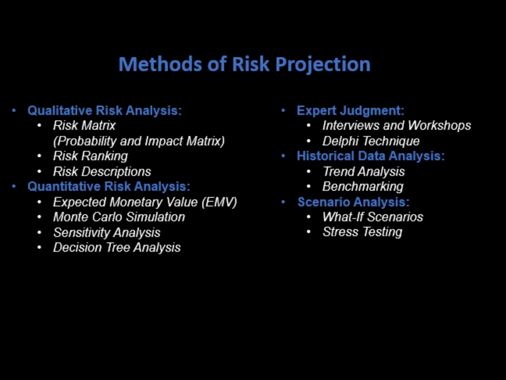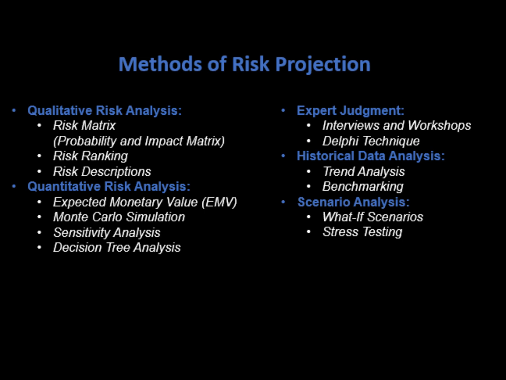Methods of risk projection. Number 1, qualitative risk analysis. Risk matrix, the probability and impact matrix. It creates a grid that maps the likelihood of risks against their impact to visualize and prioritize risks. Risk ranking. Rank risks based on their qualitative assessment, categorizing them as high, medium or low priority. Risk description. Provide a detailed description of each risk, including scenarios that explain how they might occur and their potential effects.